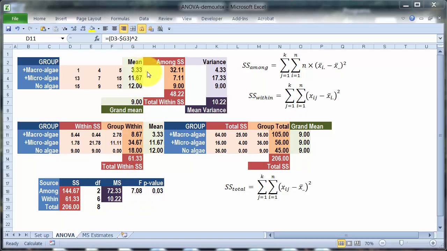And looking at the results, plus microalgae and no algae seem to be similar, with the plus macroalgae being smaller. The p-value associated with that F value is 0.03, so another way of testing the null is, is the p-value less than 0.05? It is, so again, we reject the null.